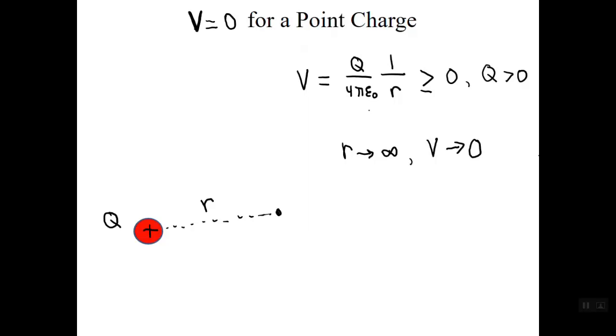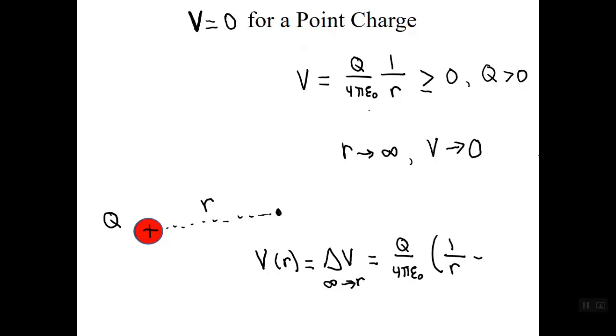Imagine starting infinitely far from the charge and moving on a path that ends up at some finite distance from the charge. Then V at that distance r is the same as delta V along a path starting at infinity and ending up at a distance r from the charge. We can see this explicitly. It is just V final minus V initial, where at infinity, V initial is 0.